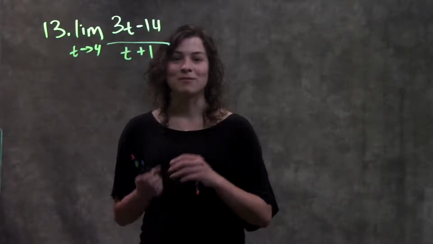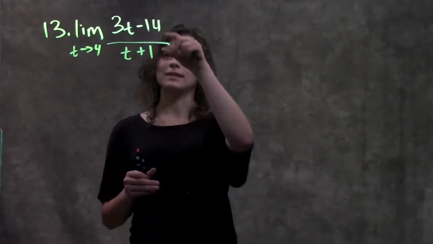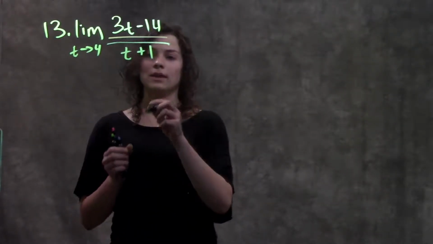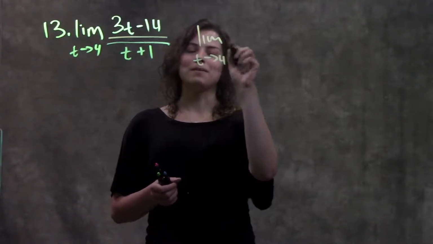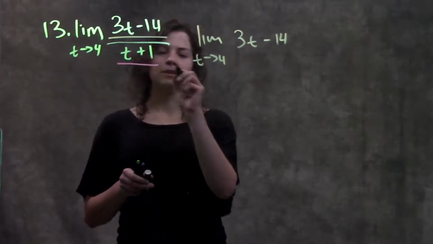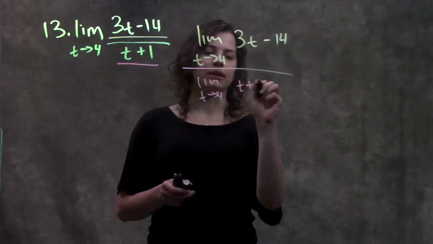First, we're going to start with the first big part that we see. Looking at this function, the biggest part that I see is this thing divided by this thing. So I'm going to use my quotient rule and separate out the numerator from the denominator. On the top, I'm left with the limit as t approaches 4 of the entire numerator, and I'm dividing that by the limit as t approaches 4 of the entire denominator.